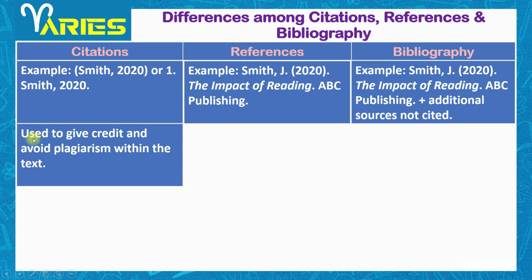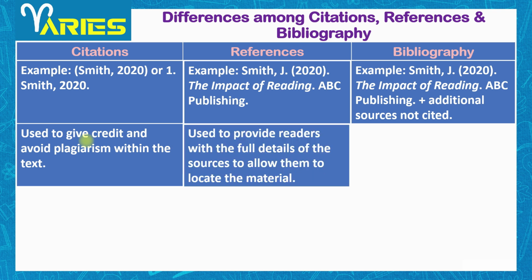And citations are used to give credit and avoid plagiarism within the text. So this is the use of citation. Why is it used? It is used to give credit to a particular person or the particular researcher, that you have taken the idea from that particular research. So you want to give credit to that particular researcher. So citation is used to give credit to the researcher, and in order to avoid plagiarism within the text.